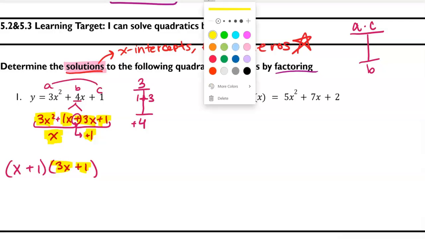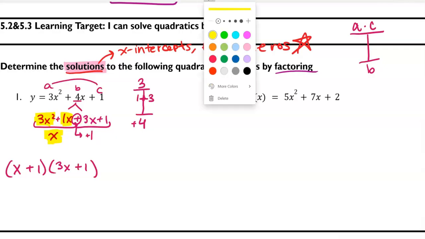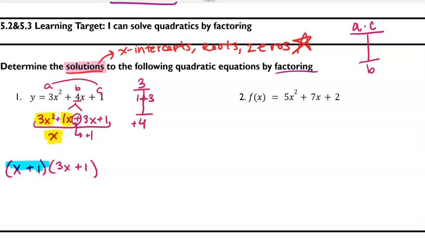And just as a reminder, these parentheses down here, these are called factors. We used factoring to find the factors of the quadratic equation. Now, are we done here? Is this our answer? No. We factored, but we haven't found the solutions or the x-intercepts.